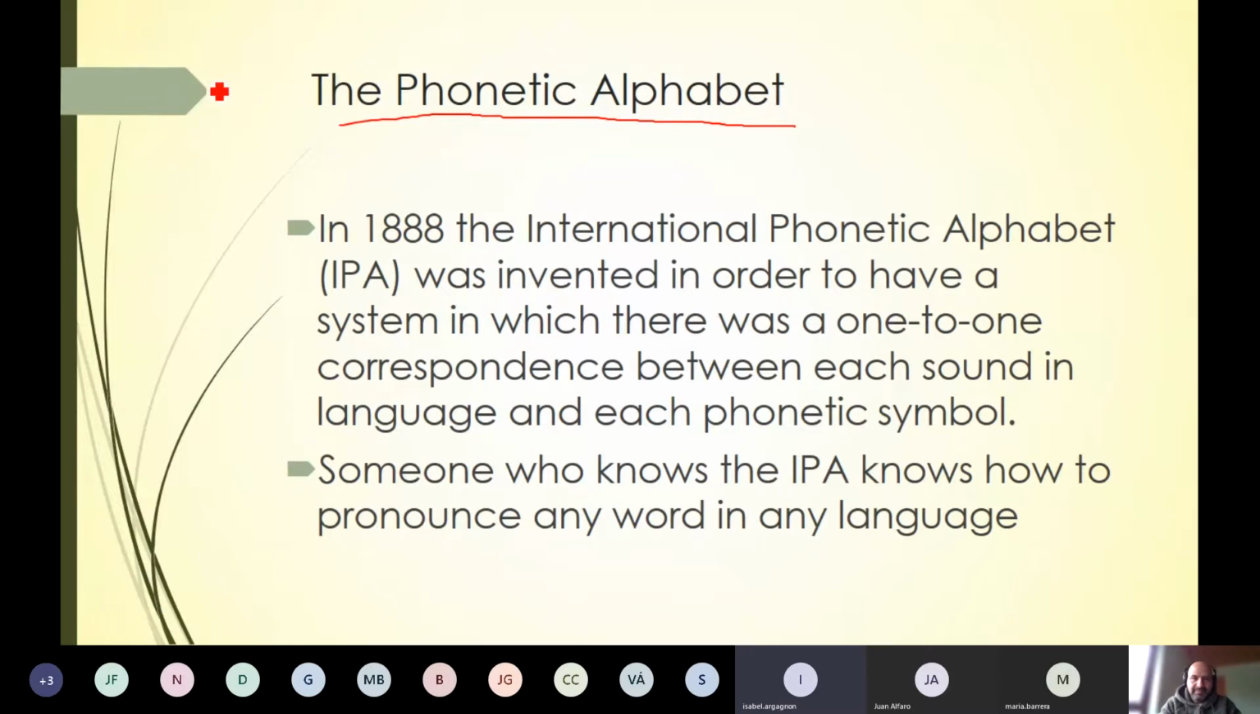The phonetic alphabet. In 1888, the International Phonetic Alphabet, IPA, was invented in order to have a system in which there was a one-to-one correspondence between each sound in language and its phonetic symbol. Someone who knows the IPA knows how to pronounce any word in any language. Thank you, Isabel.